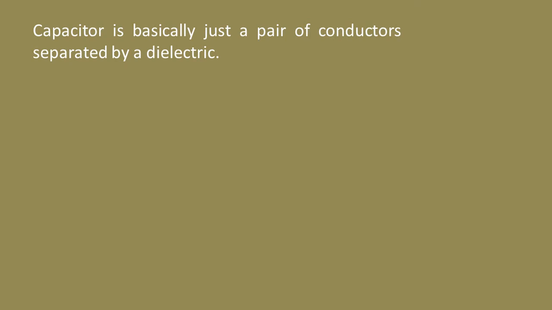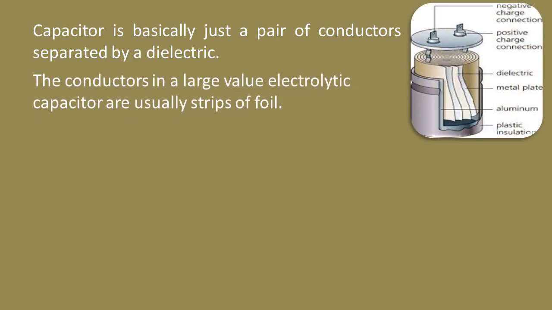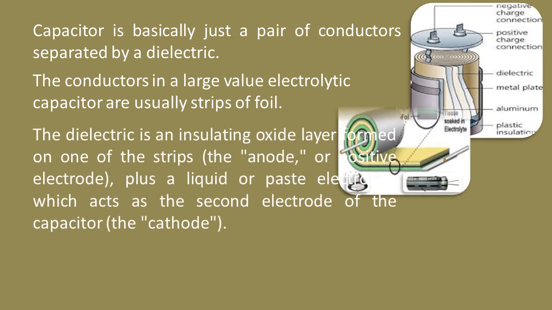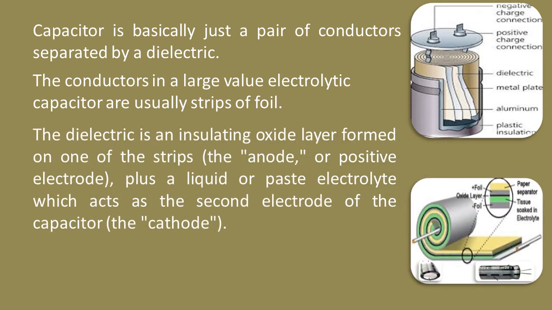Capacitor is basically just a pair of conductors separated by a dielectric. The conductors in a large value electrolytic capacitor are usually strips of foils as shown in the diagram. These are the strips of foils and two electrolytes are separated by these. The dielectric is an insulating oxide layer formed on one of the strips, the anode or the positive electrode, plus a liquid or paste electrolyte which acts as the second electrode of the capacitor, the cathode. This is shown in this diagram. The foil is separated by an oxide layer.